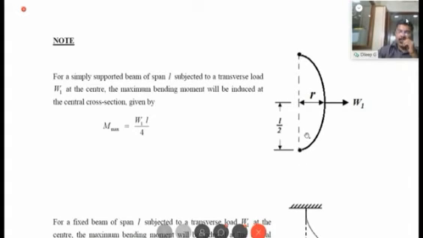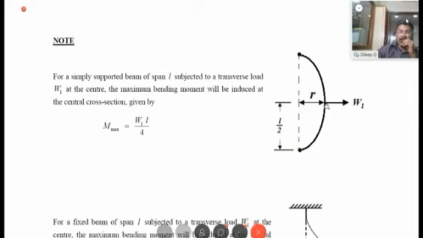Now, the shaft will get bent like this. You know bending. Due to bending, what will happen? Bending stresses will be there. On the outside, you have tensile stresses. On the inside, you have compressive stresses. Tensile stress as well as compressive stress will be induced due to bending. Now we can find out the stresses.